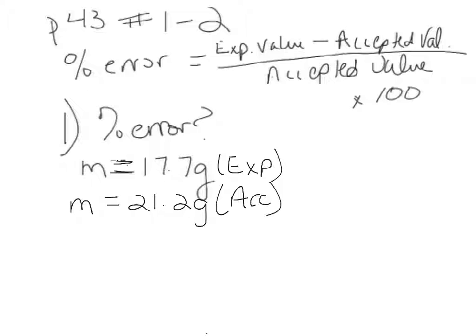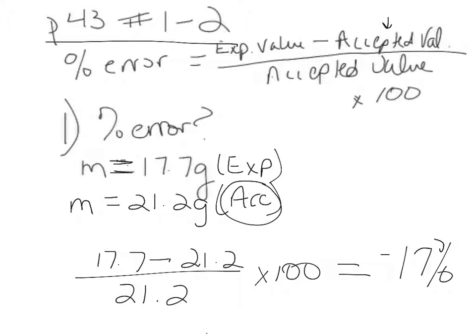So in this problem with percent error, page 43, number 1 through 2, it says, what is the percentage error for a mass measurement of 17.7 grams given that the correct value is 21.2? So accepted, correct value, literature value, all of those words mean the same. Those are going to be this value right there. Okay, so let's put it into the equation and see what happens.